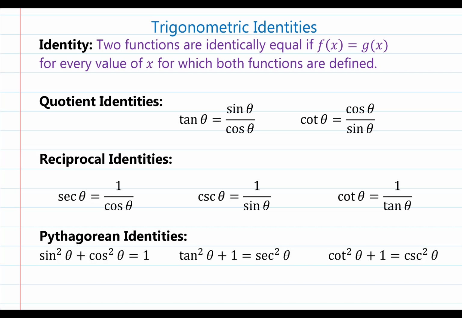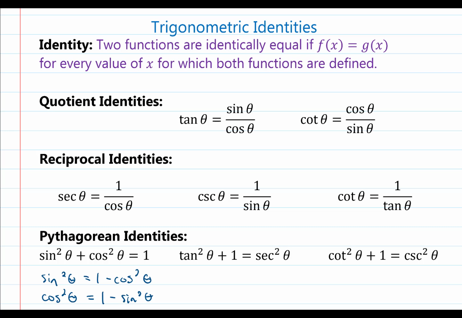So for example, if I subtract cosine squared of angle theta from both sides, it results in sine squared of angle theta is equal to 1 minus cosine squared of angle theta. Likewise, we can also subtract sine squared of angle theta from both sides, and as a result we get cosine squared of angle theta is equal to 1 minus sine squared of angle theta.